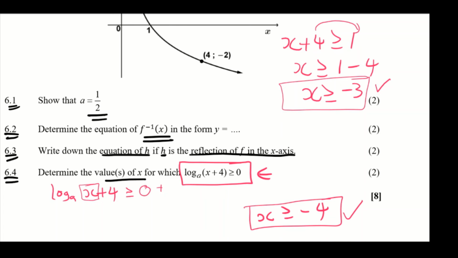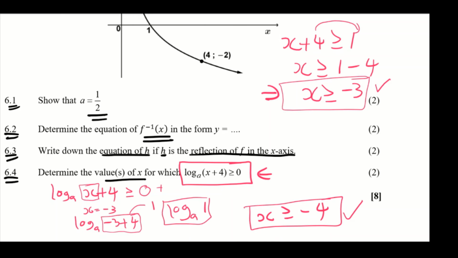So if we look at this minus 3 here, if we substitute x being equal to minus 3, it's going to be log base a of minus 3 plus 4. So when you add minus 3 plus 4, it gives you a positive value, right? It gives you a positive 1. Right, minus 3 plus 4 is 1, so it's going to be log base a of 1, right? So this can definitely give us a solution that is either greater than or equal to 0, right? So that tells us that x greater than or equal to minus 3 is our solution.